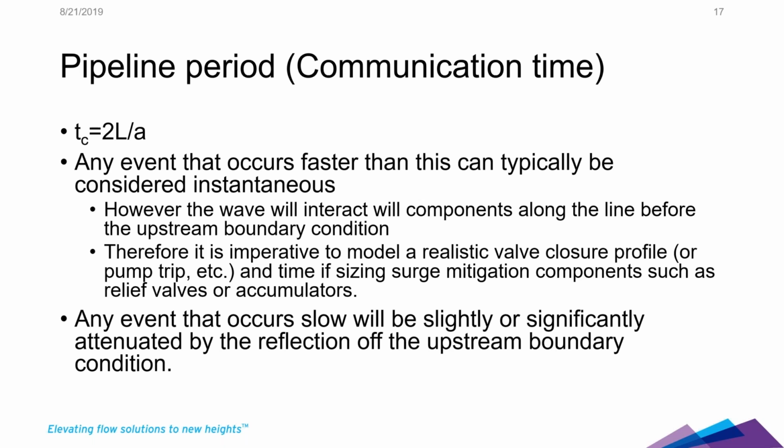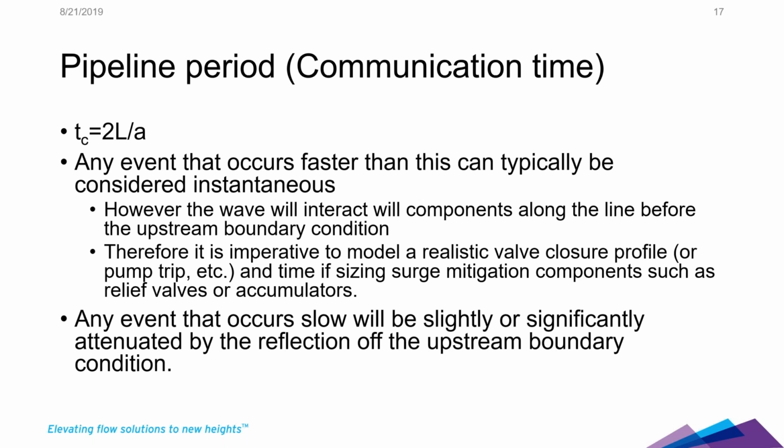So we were talking all about effectively instantaneous. Any real valve closure is not effectively instantaneous, especially if you have a complex system. The wave is going to interact with components along the line before the upstream boundary condition. So if we redid our dead end valve closure case, still had a closure faster than 2L over A, we'd still have an effectively instantaneous closure, but we wouldn't see the same pressure rise because it wouldn't interact with that dead end the same way as an actual instant valve closure.